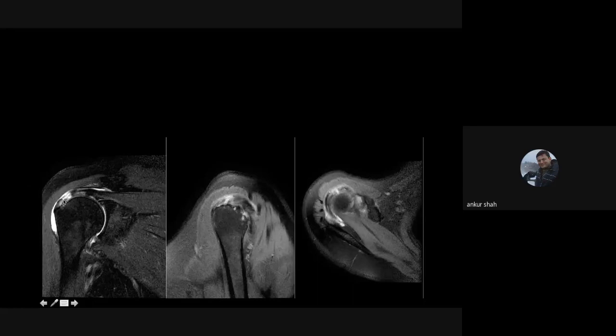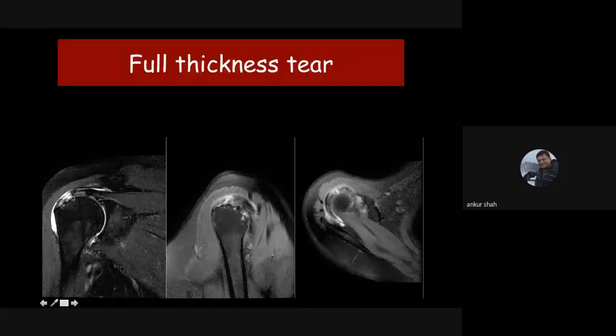As we saw in the previous case, this is also a full thickness tear. You can see there is no continuity of fibers here. How do we tell it is a tear? Because the signal of the torn part is just like the fluid. It is as bright as fluid. That is the tear. So this is the full thickness tear of the supraspinatus.